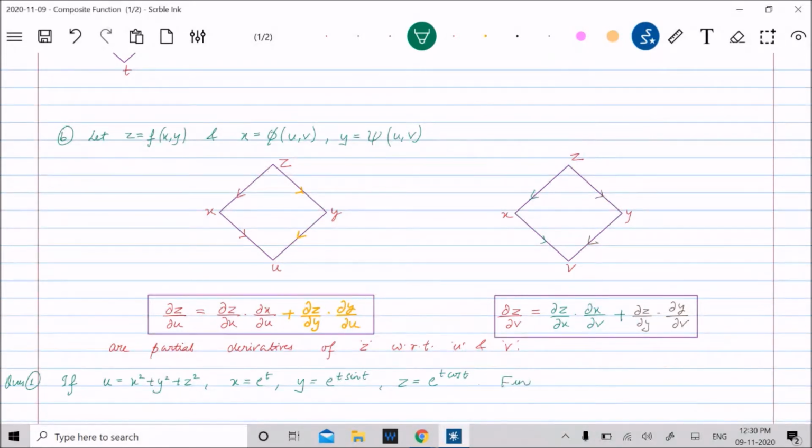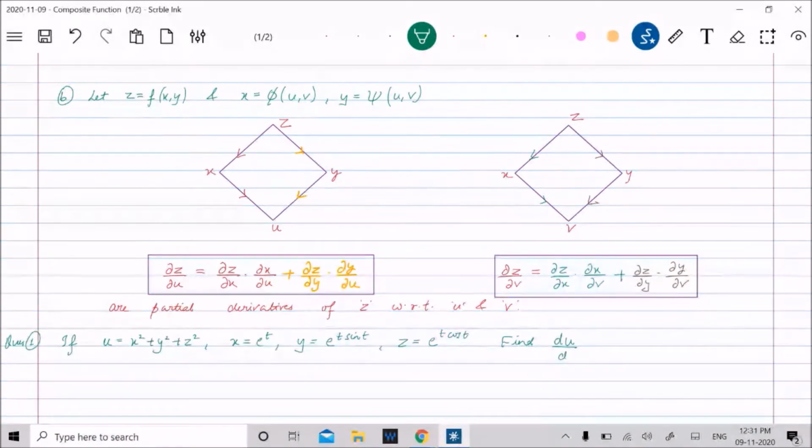My first question goes to Mr. Hadid Sheikh. Will it be del u by del t, or will it be du by dt? What is correct? If you write del u by del t, that is also feasible, but more clearly it should be du by dt. I will add that as a remark, but in the question I am writing it as du by dt, because u is having only one grandson this time.